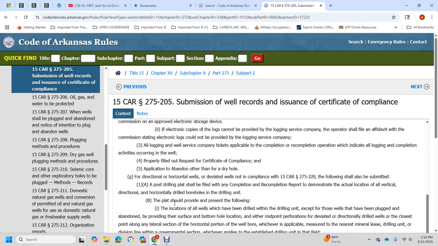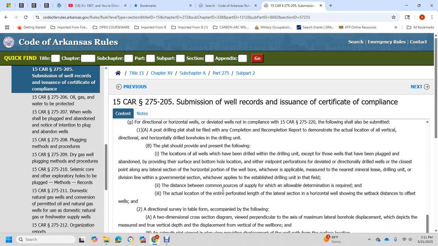Of compliance application of the abandonment for a dry hole, directional or horizontal well, or deviated well, does not comply with Title 15 Code of Arkansas Rule 275-220. The following shall be determined with the post well drilling plat, with the completion or recompletion report, to demonstrate the actual location of the vertical, directional, or horizontal drill borehole within the drilling unit.